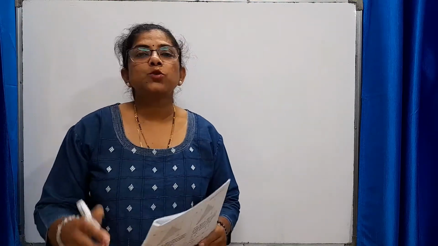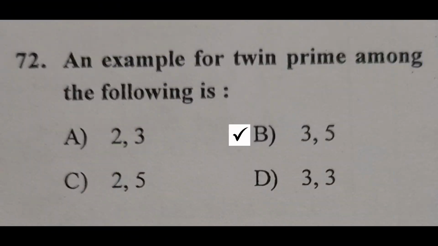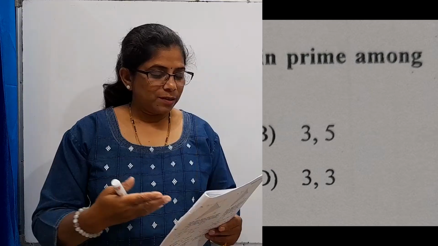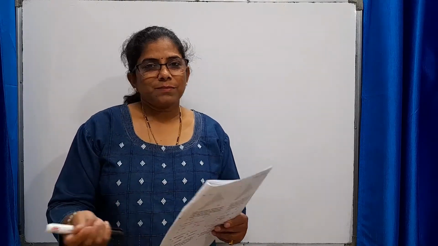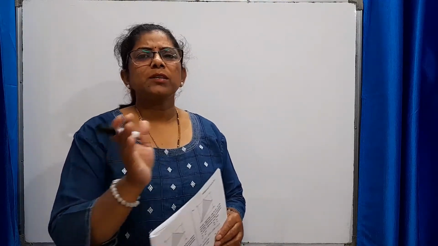Actually, here all the pairs are of prime numbers. But in the first case, 2 and 3, both are prime numbers but their difference is 1. 3 and 5, yes, both are prime numbers, their difference is 2, so the right answer here is option B, that is 3 and 5. The next one is 2 and 5. 2 and 5 are also prime numbers, but their difference is 3. 3 and 3 both are prime numbers, but the difference is 0. So twin prime numbers are where one number is either 2 less or 2 more than the other number, and both are prime numbers. So the right answer here is option B, that is 3 and 5.